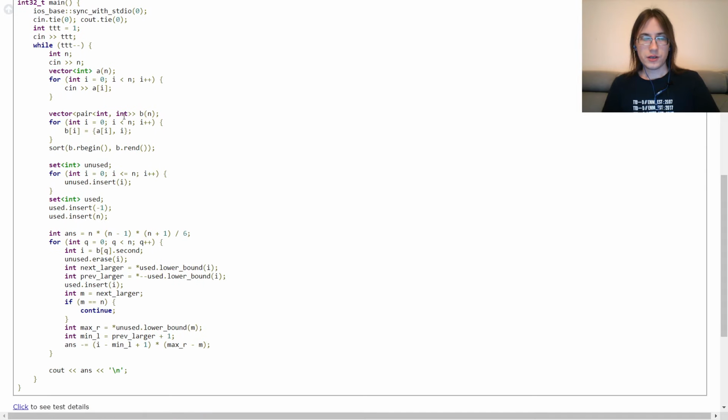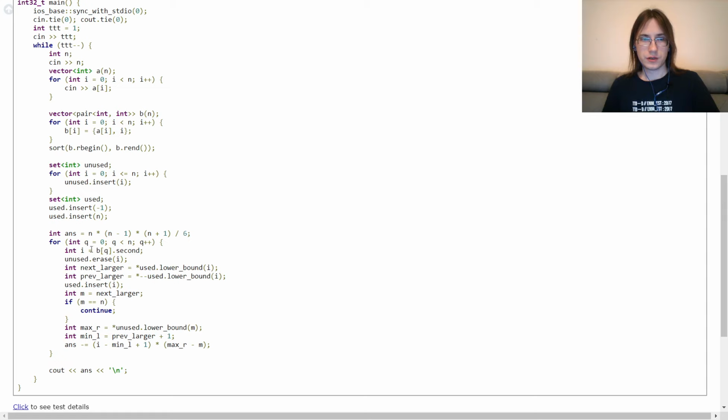I read the array A. B is an auxiliary array which will help me consider the elements in decreasing order. Then unused is the set of positions which weren't considered yet, and used is the set of positions which were already considered, and I insert two auxiliary positions into it, -1 and n, so that there is always some position to the left of i and to the right of i. I initially fill unused with all positions, and I consider the elements in decreasing order.